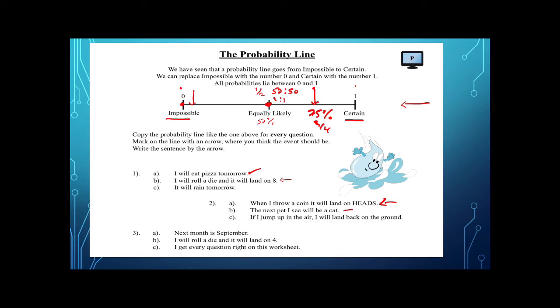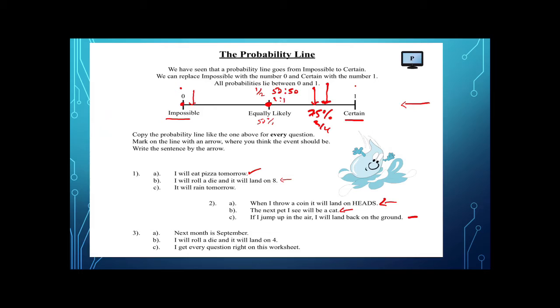The next pet I see will be a cat. Well, I have a dog. So the chances are most likely to see a dog, but occasionally a cat does go through our back garden. So it's not absolutely certain that the next pet I see will be a dog, but it's pretty likely.